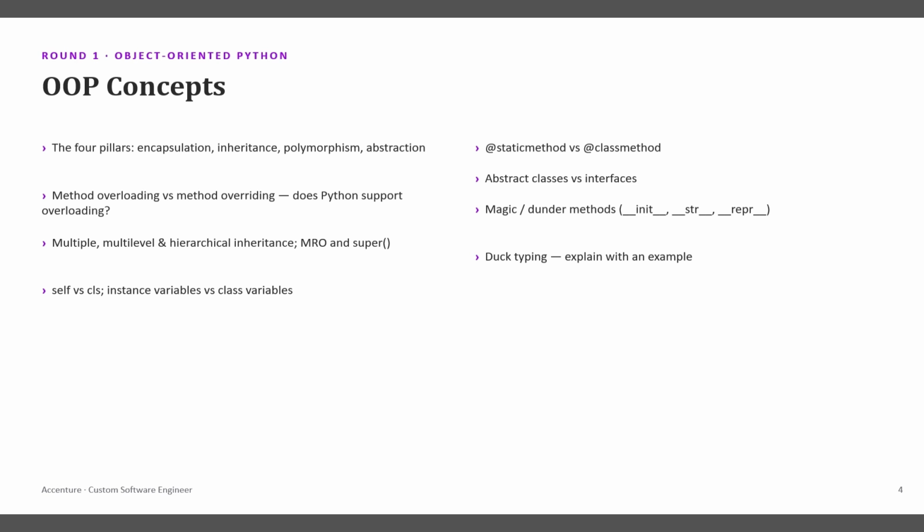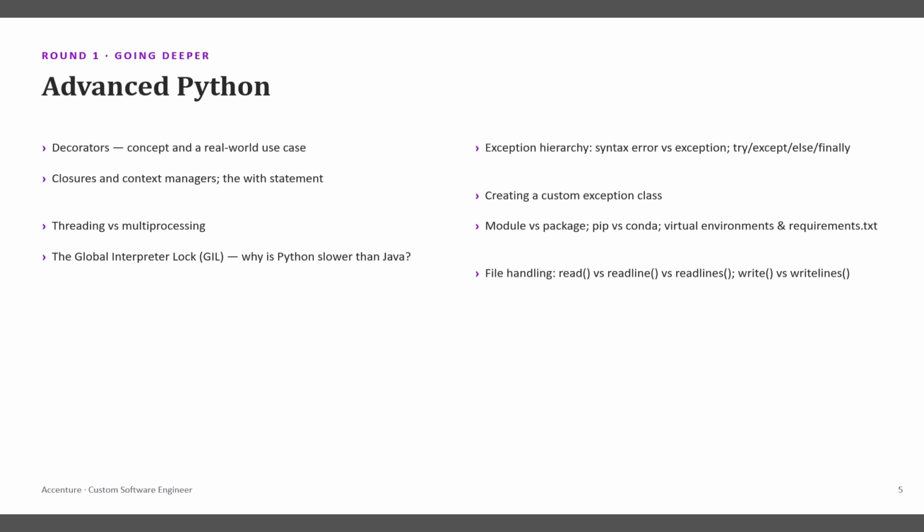Next, multiple inheritance, multi-level inheritance, and hierarchical inheritance, along with MRO, method resolution order, and how the super function works. You'll also get self versus cls, and instance variables versus class variables. Then the classic pair, static method versus class method. Know exactly when to use which decorator. They'll also test abstract classes versus interfaces, magic methods like __init__, __str__, and __repr__, and finally, duck typing. If you can explain duck typing with a simple real-world analogy, that's easy points scored.